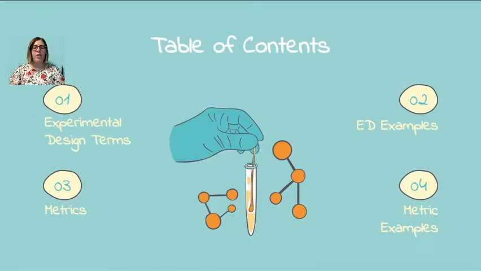So 4 things we're going to cover, 5 things for AP. 1, we'll talk about experimental design terms that you need to understand. 2, we'll do an example. 3, we will cover basic metrics. 4, we're going to go through a metrics example. And then 5, for AP, we're going to apply this to our fruit fly behavior lab.